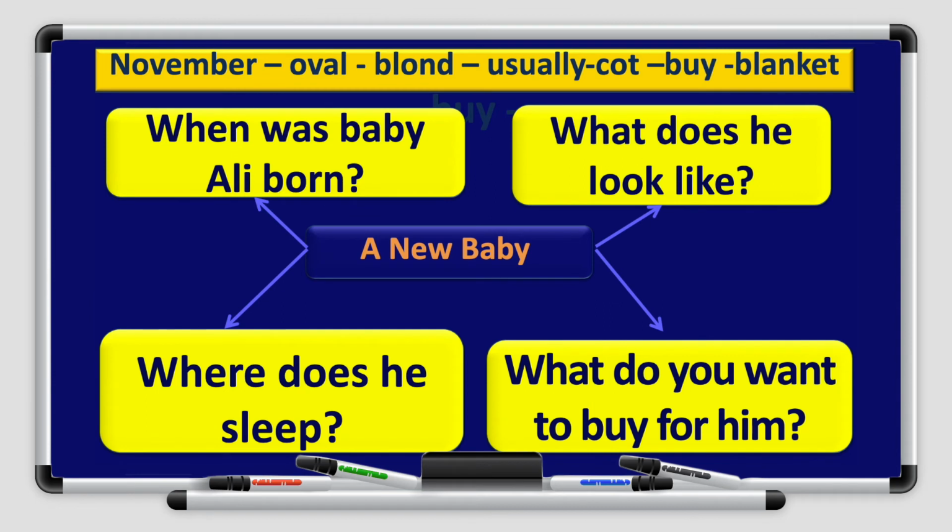Let's look at the graphic organizer. So we will write a paragraph about a new baby. The questions are: when was baby Ali born? What does he look like? Where does he sleep? What do you want to buy for him? Again, we have the guide words: November, oval, blonde, usually, cut, buy, and blanket.